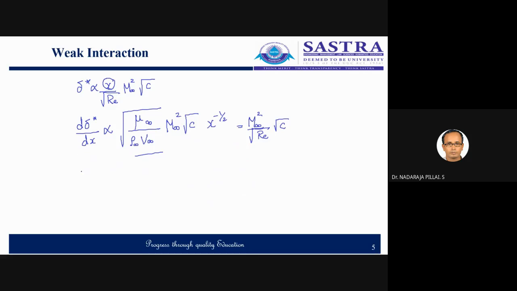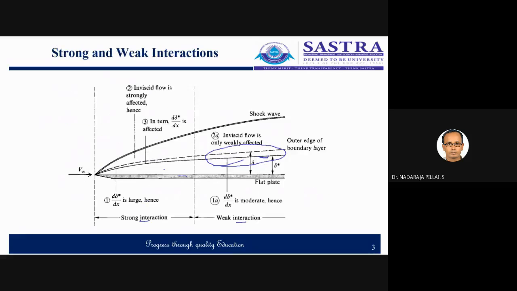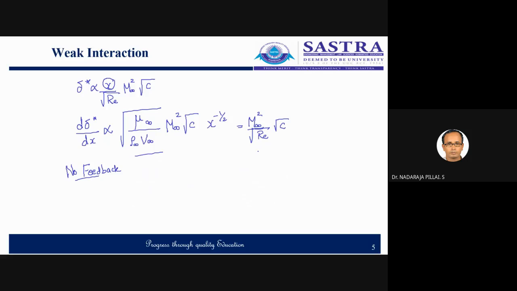Here we need to understand one particular point. You should remember the equation where, in the strong interaction, we considered the feedback from the inviscid region. But here there is no feedback of changes in the inviscid flow on the boundary layer. So here, since d del star by dx is moderate, you have no feedback.